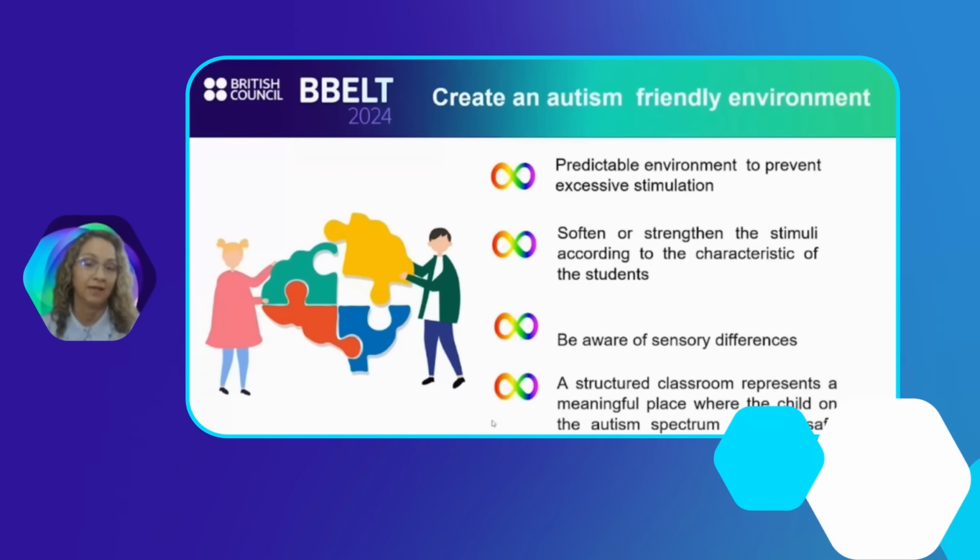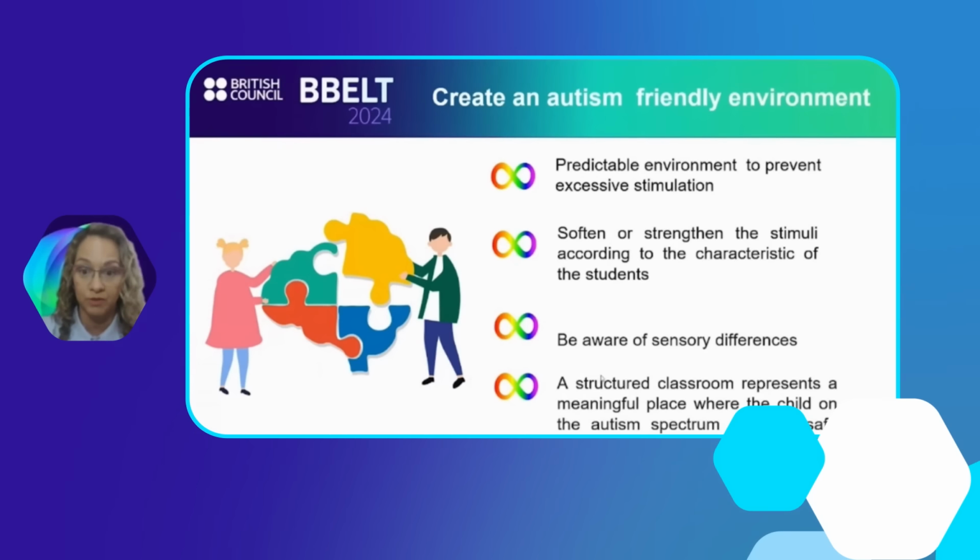That could be lights, sounds, tastes, smells. So everything should be really thought through carefully when you have an autistic student. Of course, you have to soften or strengthen the stimuli according to the characteristics of the students, because some students may be hypo- or hypersensitive to the environment. So if they are hypo, you need to stimulate them more. If they are hyper, you need to lessen the stimuli they get.